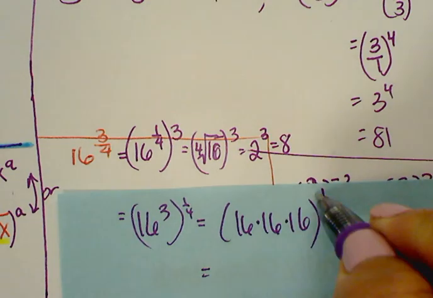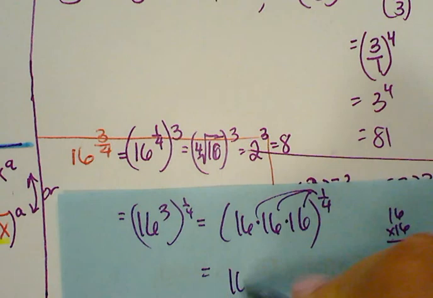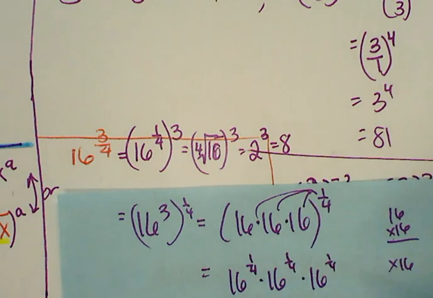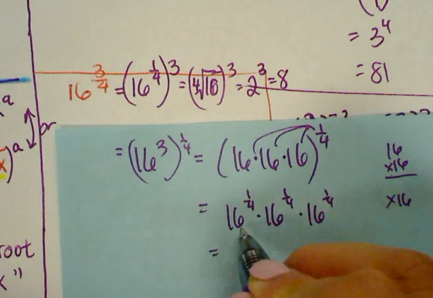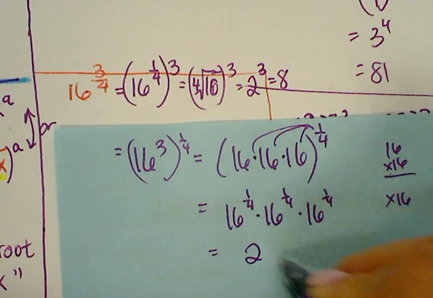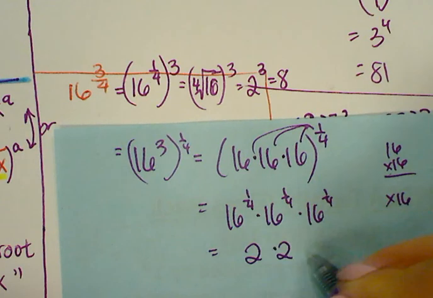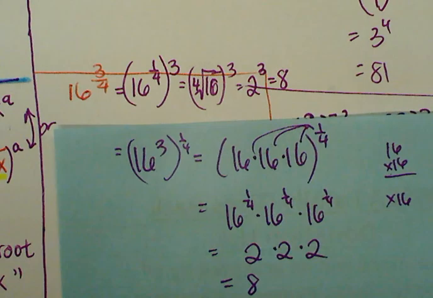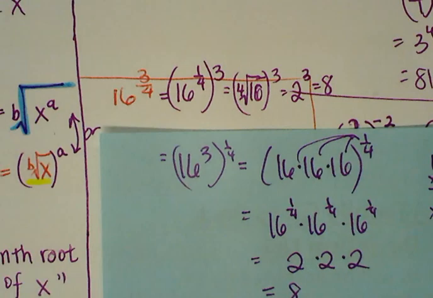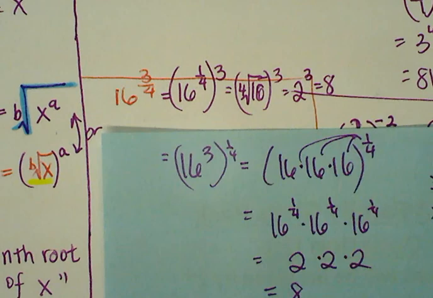You could distribute, right? So it's 16 to the 1/4 times 16 to the 1/4 times 16 to the 1/4, right? And we decided the fourth root of 16 is 2 each time. So then you get 8 again. So that's the other way. But don't you guys think the original way was faster? Yeah. Okay. Let's try a different one.